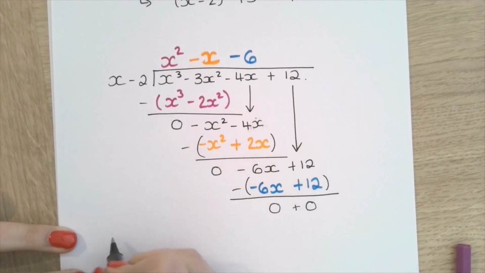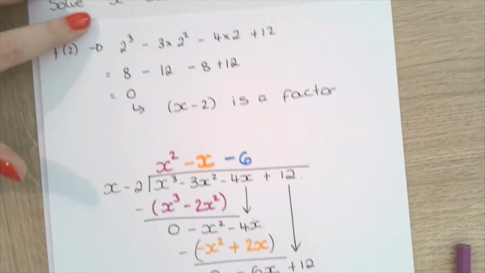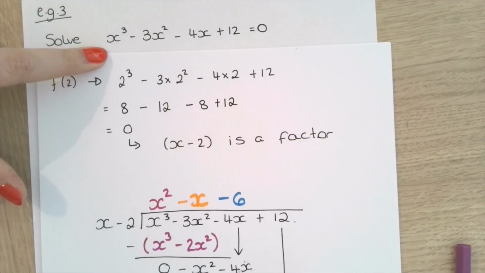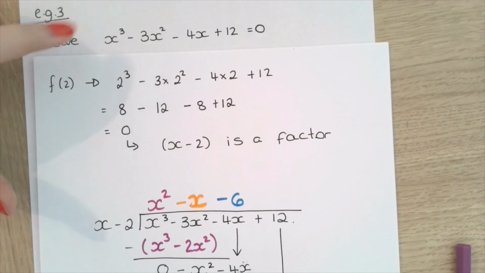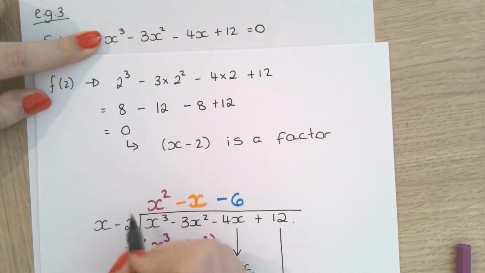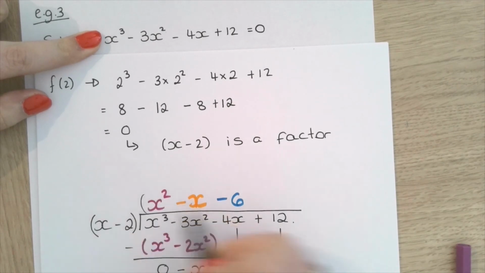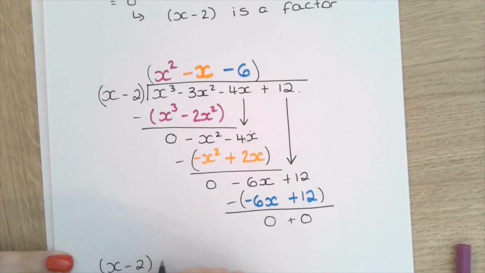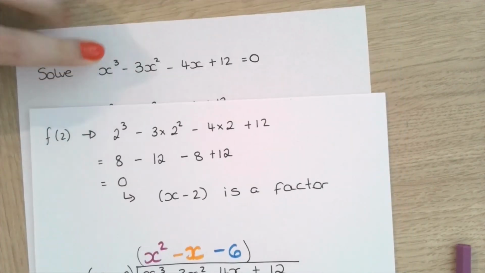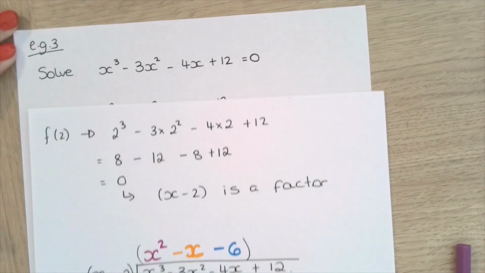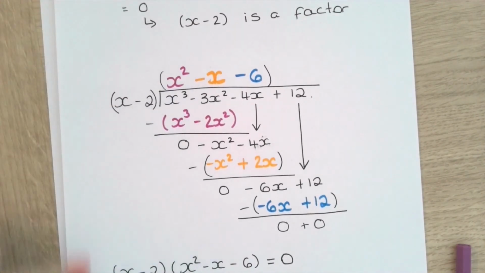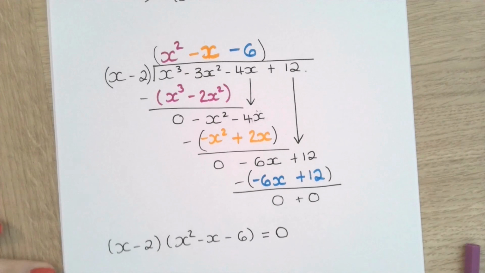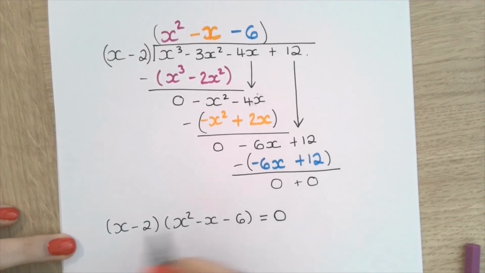So I know that, going back to my question, x cubed minus 3x squared minus 4x plus 12 is equal to this bracket multiplied by all of this. So I have got x minus 2, x squared minus x minus 6 is equal to 0, because that's your function there, equal to 0. We know that these two factors multiplied together are equal to 0 then. I need to factorise this.